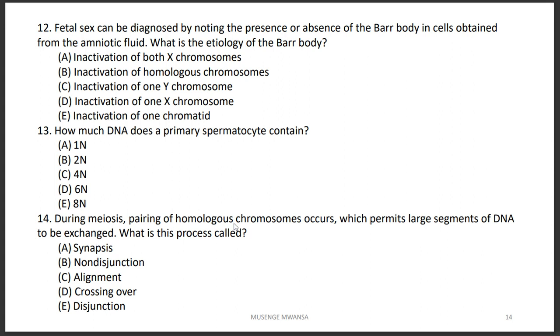During meiosis, pairing of homologous chromosomes occurs which permits large segments of DNA to be exchanged. What is this process called? The pairing of homologous chromosomes to have the exchange of DNA. Is this synapsis, non-disjunction, alignment, crossing over, or disjunction? So this is synapsis. The pairing is synapsis. Crossing over is when these two have crossed, like that is crossing over, they've crossed somewhere. Now the actual pairing together is synapsis. The coming together, the pairing together is synapsis.